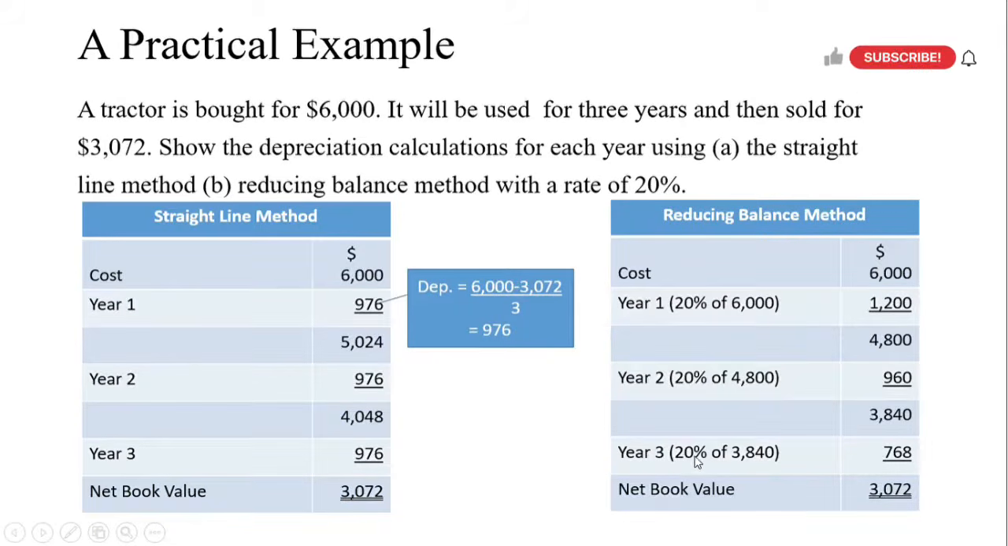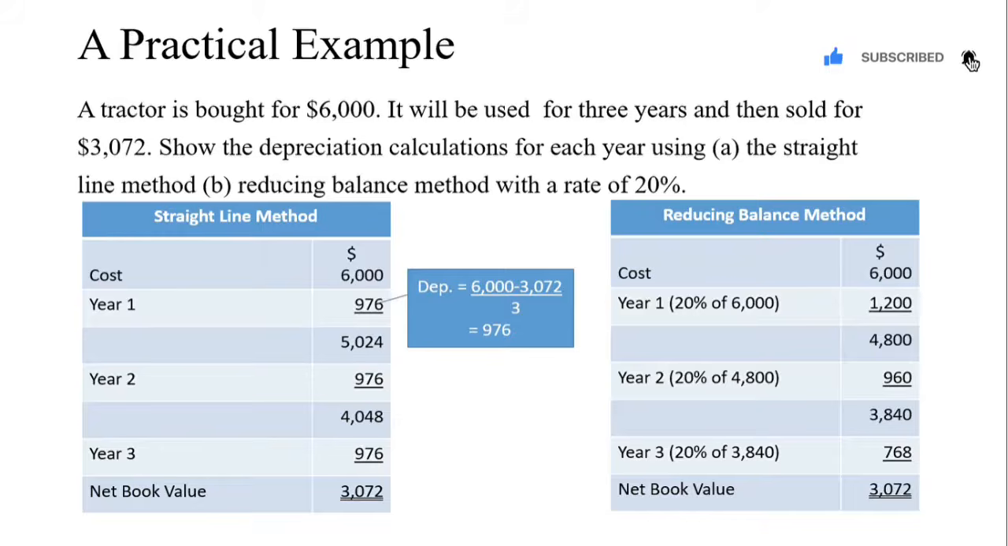Year 3, you're going to calculate 20% not on 4,800 again, not on 6,000 again, but on the reduced balance, which is now 3,840, right? So 20% multiplied by 3,840, you would get 768, and you subtract that from 3,840 and you get 3,072. Alright, and that is the net book value. So the value of the asset after 3 years, using both methods, would be $3,072.